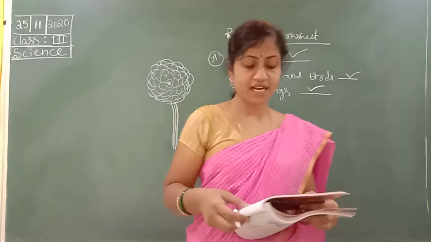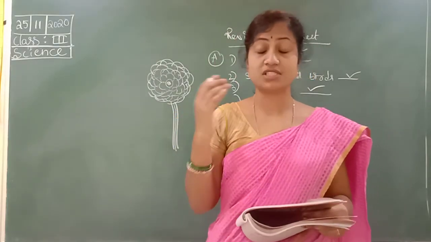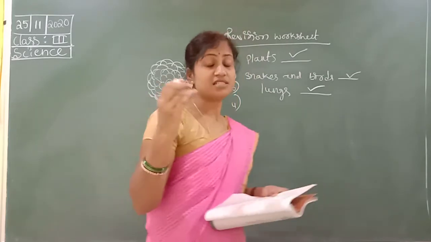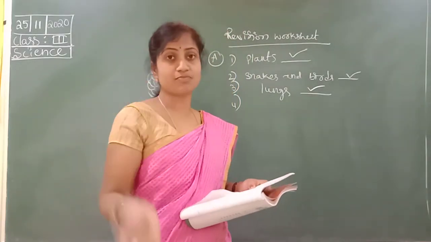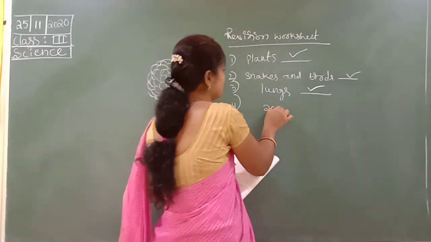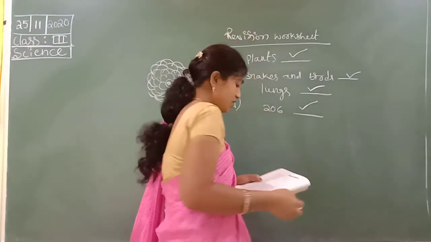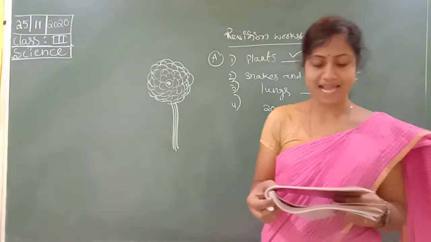Our body is made up of 206 bones. It's a very important question. Always you have to remember it, and on this part you have to give the answer: 206 bones. Okay. Next, fill in the blanks.